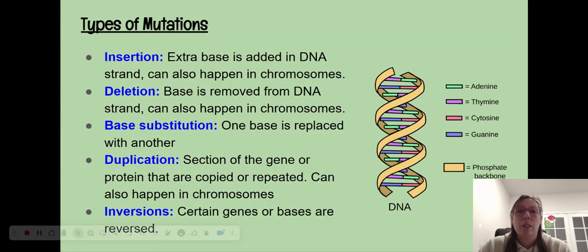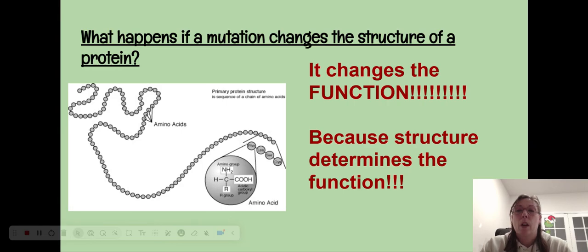Then we have a base substitution. That's when one base is replaced with another. Duplication. We have a section of the DNA, a section of the gene or the protein that is copied or repeated, and we can also have this happen in chromosomes too. And then lastly, we have what are called inversions, and these are when certain genes or bases are switched or reversed. And we're going to take a look at some examples of these in just a moment.